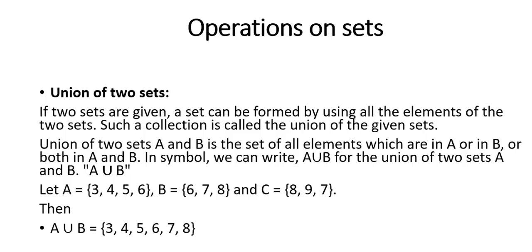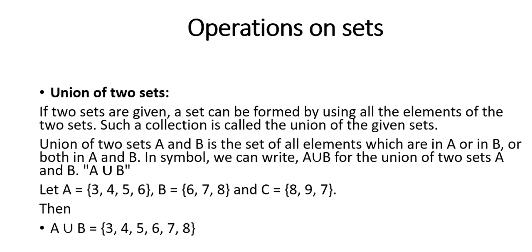The point here is that element 6 appears in both the sets, but we have written it once. Since that element is repeating, that doesn't mean that we need to write it twice. We are only going to write it once. So we don't have to repeat elements if there are common elements in two sets. We can just write them once. So this is the union operator.